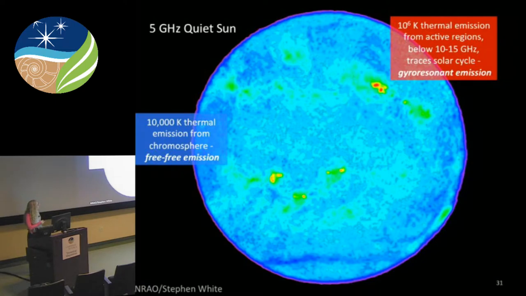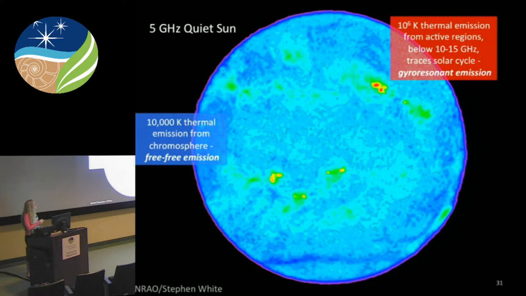But then there are these hot spots in red and green. And this is 1 million degree emission, also thermal, but it's coming from the corona, the furthest out layer of the sun, which is 1 million degrees, and it's in regions where there's a strong magnetic field. And in regions with a strong magnetic field, you get emission at the cyclotron frequency from electrons circling the magnetic field. And that's what produces this bright emission. So this is the quiet radio sun.